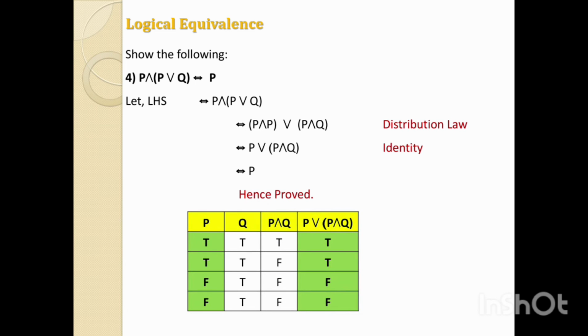We can take the help of this truth table also. In this truth table, we have the first two columns, that is P and Q, with the four possible combinations, and then we can check the P and Q values, and then we find out the P or (P and Q), and then we can check the values of the P and the P or (P and Q) are logically equivalent.